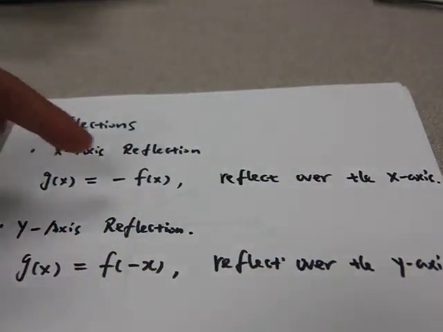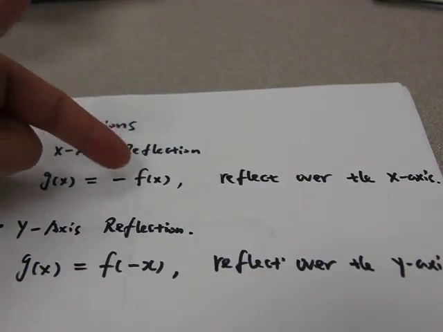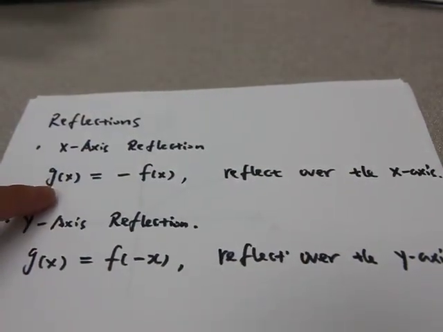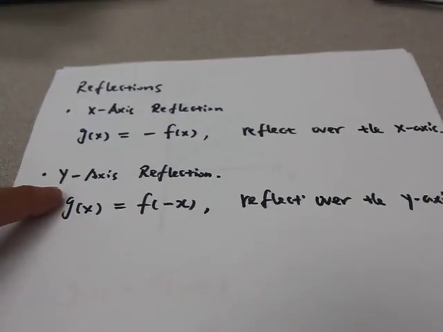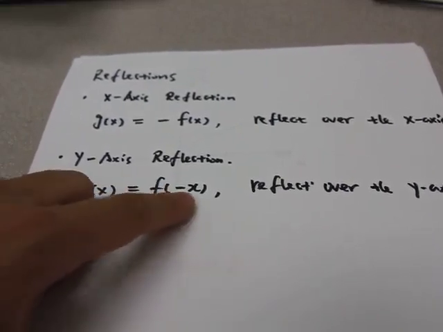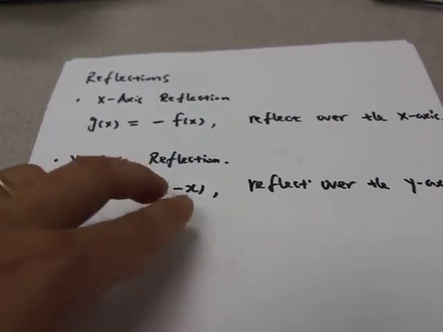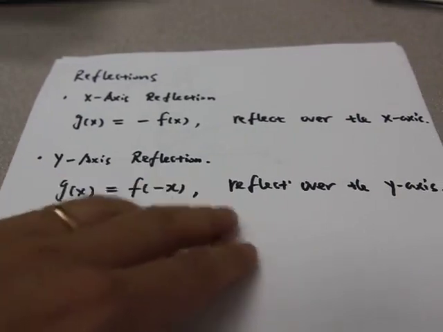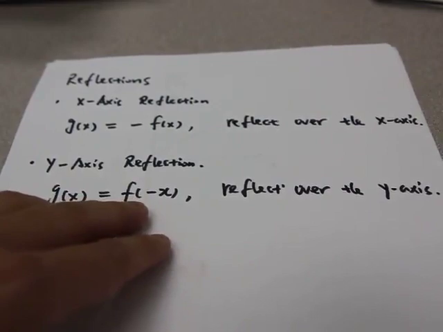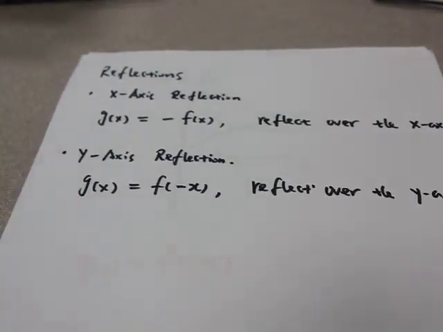So this is like we turn over the graph of f(x) over the x-axis. Then we can find the graph of g(x). And for the y-axis reflection, g(x) equals f of negative x. Now this time we add the negative sign in front of x within the parentheses, and the result is we turn over the graph of f(x) over the y-axis. Then we can find the graph of g(x).